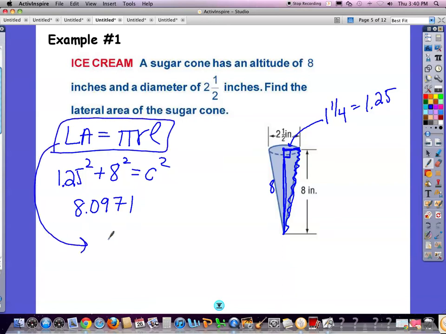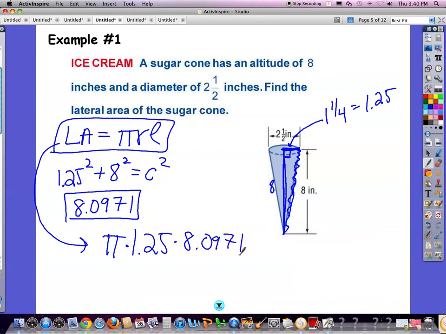So I come down here, I've got pi, I've got a radius, and the radius refers to the circle here, this radius 1.25, and then I take it times the slant height, which is 8.0971. When I do all that calculation, as you are as well, because you're giving yourself a good chance to practice, I've got a lateral area of 31.7971, which I'm going to round to the nearest tenth. I don't think it says that up above, but it's going to be 31.8, and my label will be inches squared.